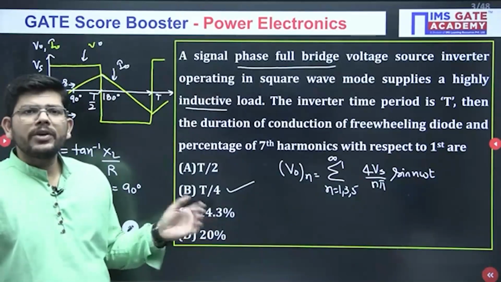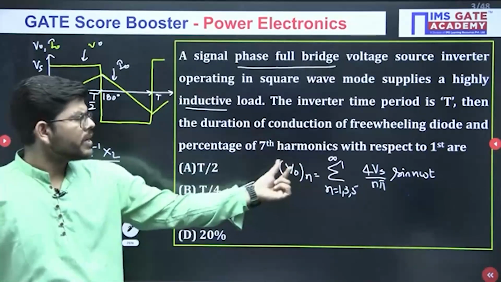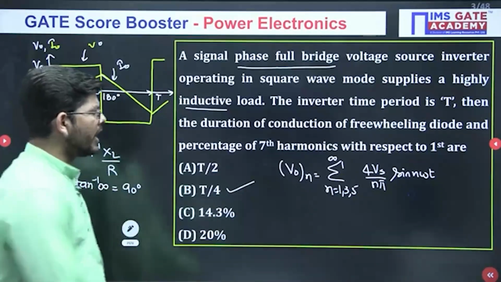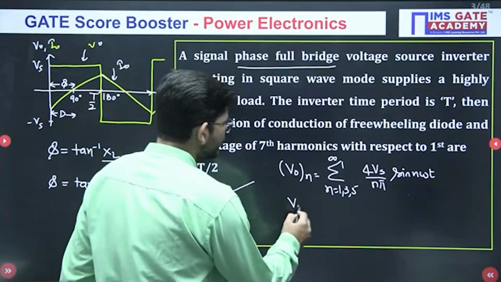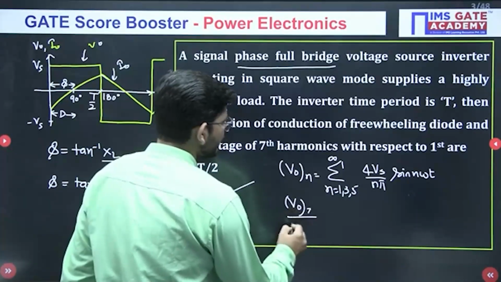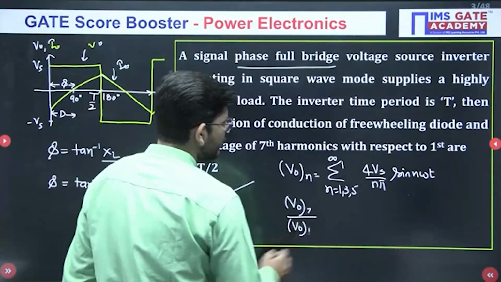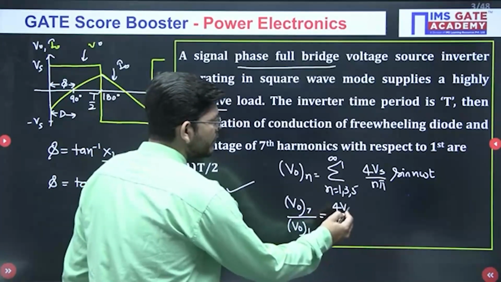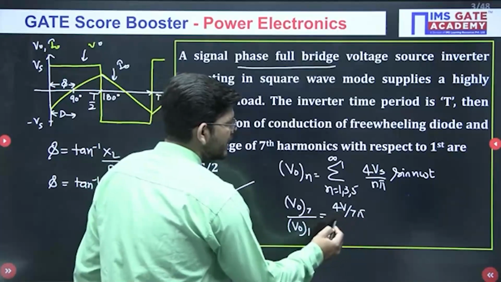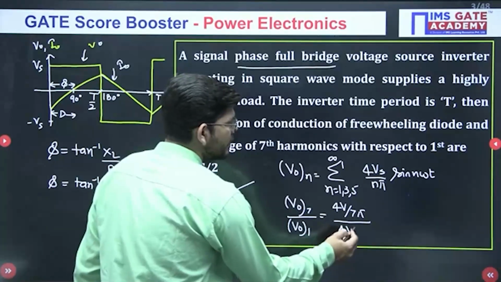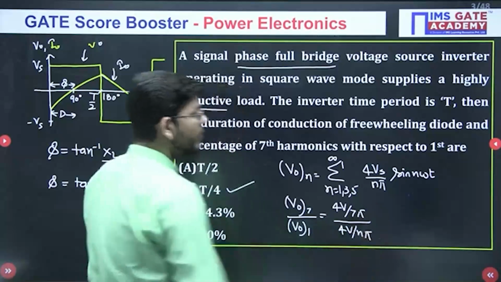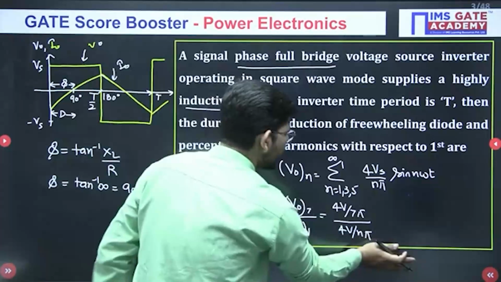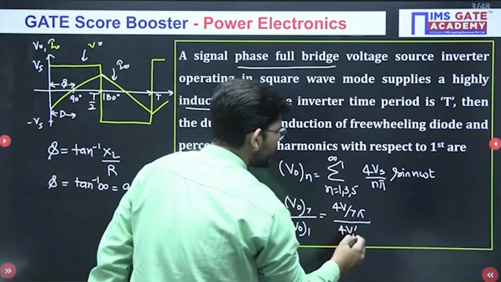We have also covered this particular topic in the fundamentals. So this will be the output voltage Fourier series expression. Now what we have to calculate is the ratio of the 7th harmonic with respect to the fundamental harmonic. If we put n equals 7, we will get the 7th harmonic, so it will be 4V upon 7 pi. If we put n equals 1, we will get the first harmonic, the fundamental term, which is 4V upon pi only.